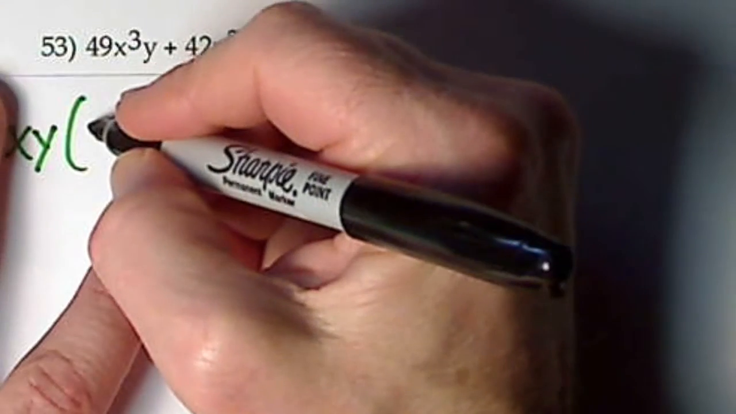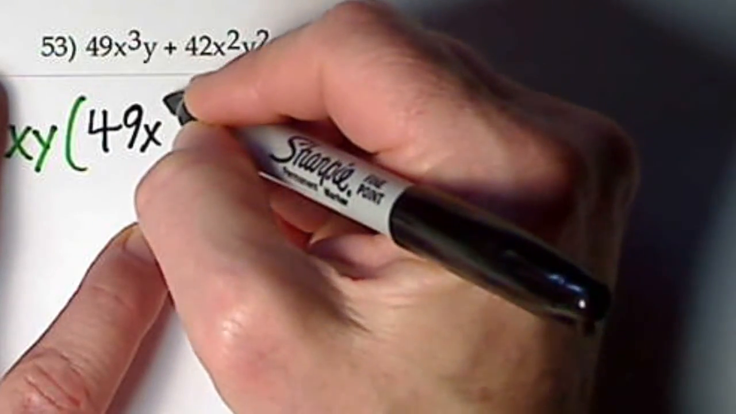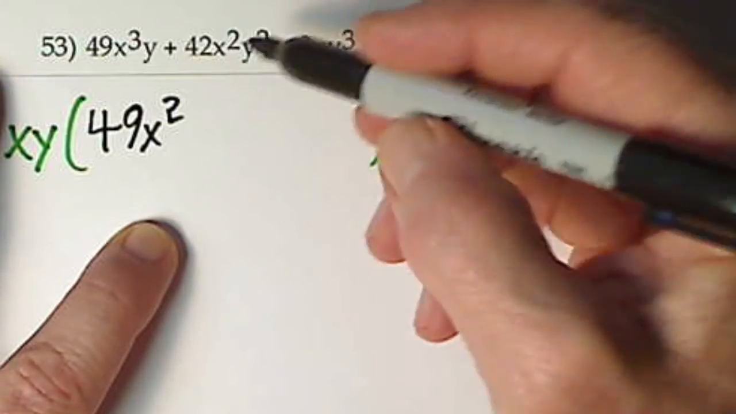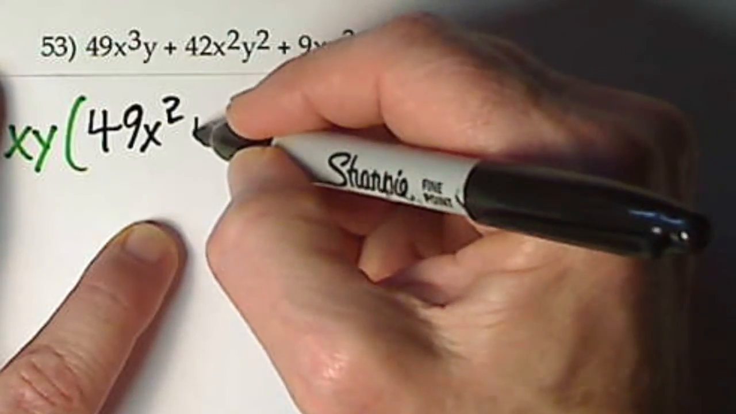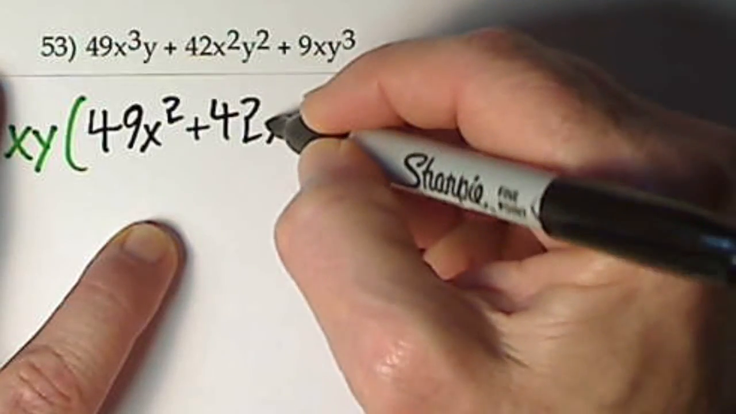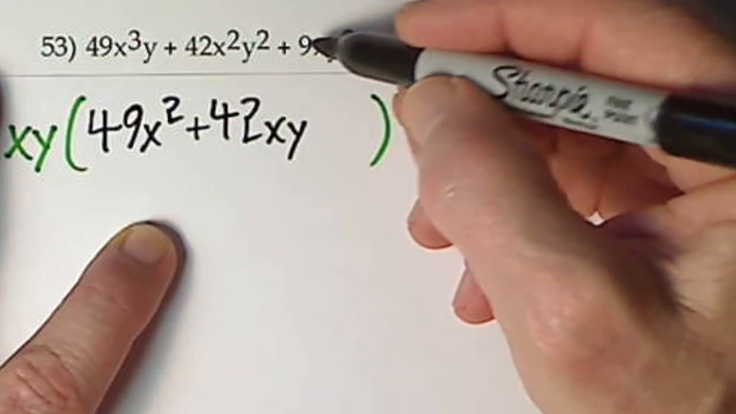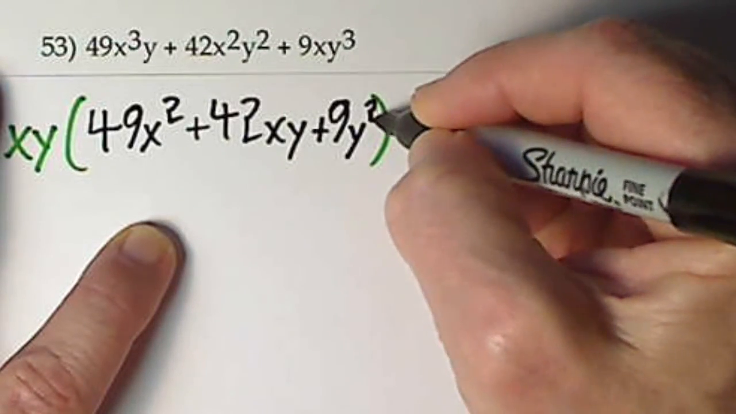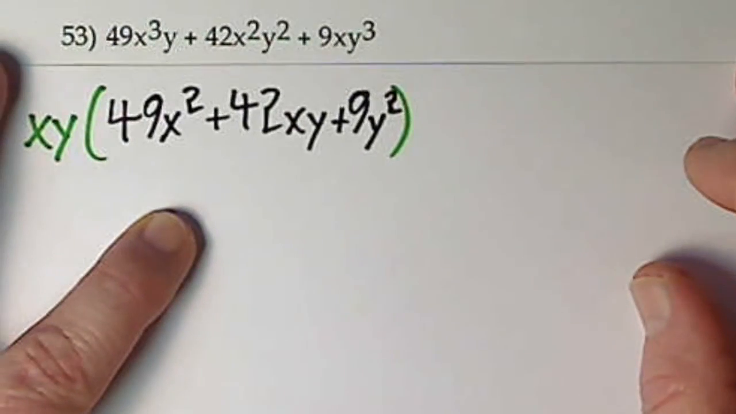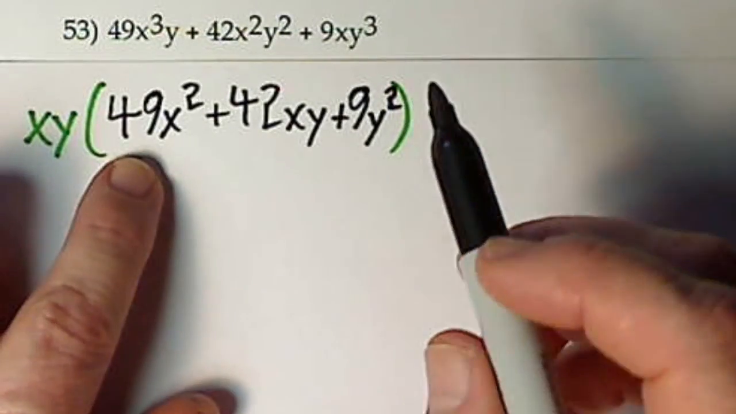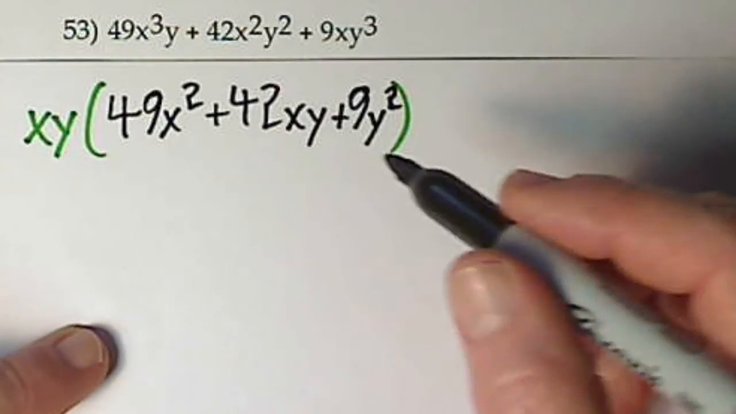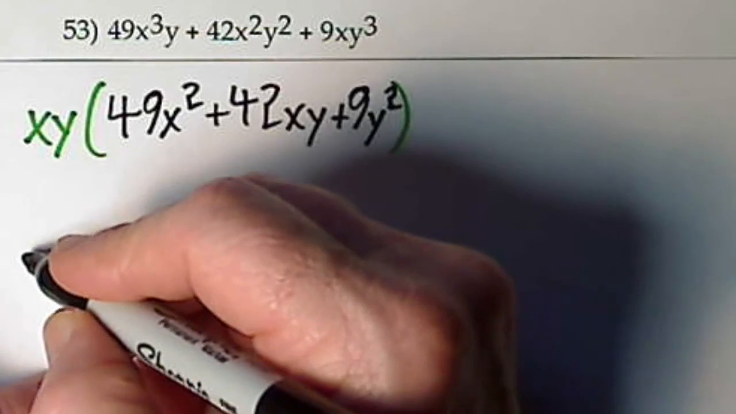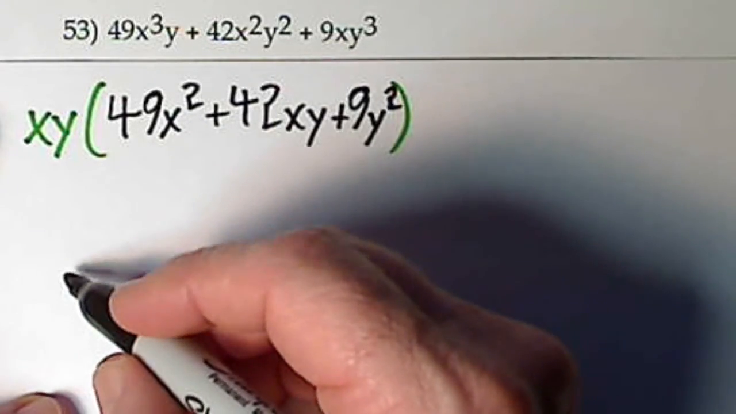49x squared plus 42, let's see if I can keep these numbers in the right order, plus 42xy, and then plus 9y squared. Okay, and we want you to notice that 49 is a perfect square, 9 is a perfect square. Alright, so the square root of 49x squared is, I'm going to leave myself some room to write the final answer, so I'm going to come down here.